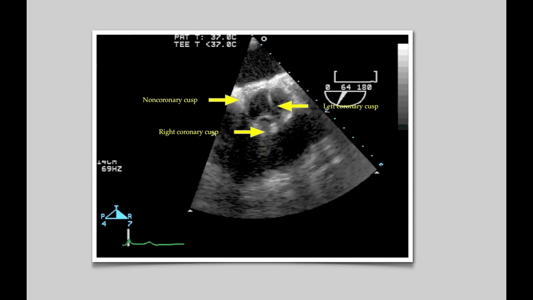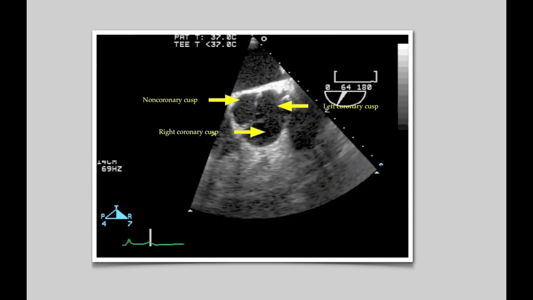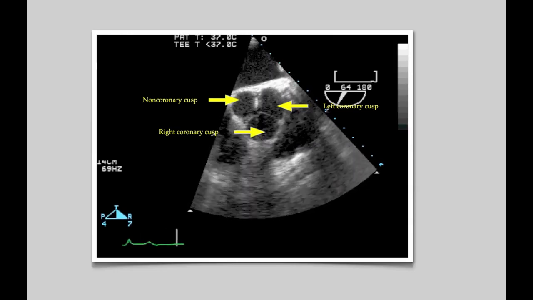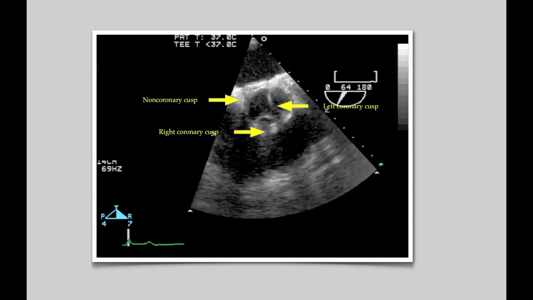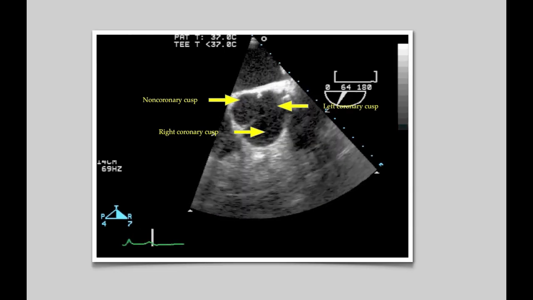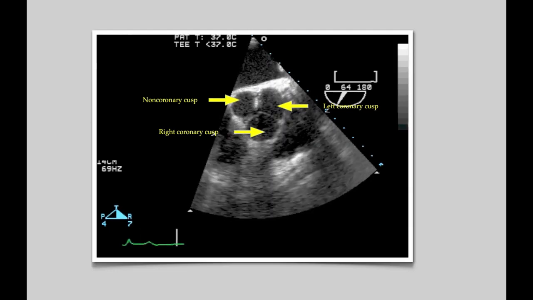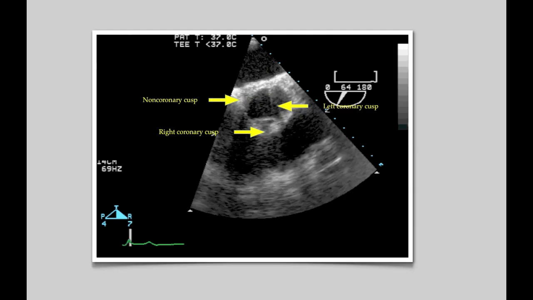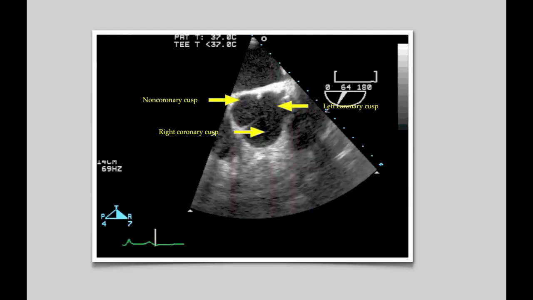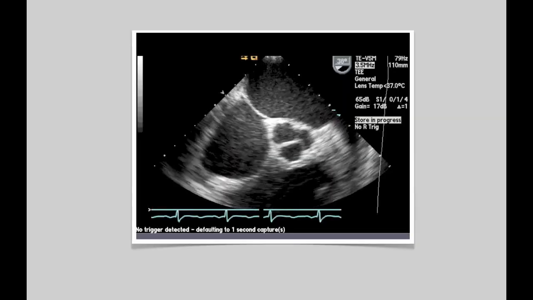Here we can see the labeling of the 3 aortic valve cusps. The left coronary cusp is between 1 and 3 or 4 o'clock if the aortic valve was a clock face. The right coronary cusp is at about 4 to 8 o'clock on the clock face, and the non-coronary cusp is between about 8 and 12 o'clock on the clock face. The non-coronary cusp points towards the interatrial septum, the left coronary cusp points towards the left atrium, and the right coronary cusp points towards the right ventricle.